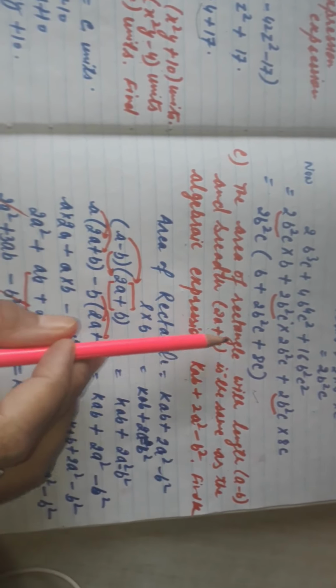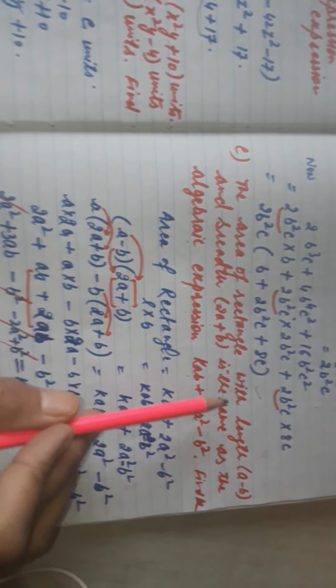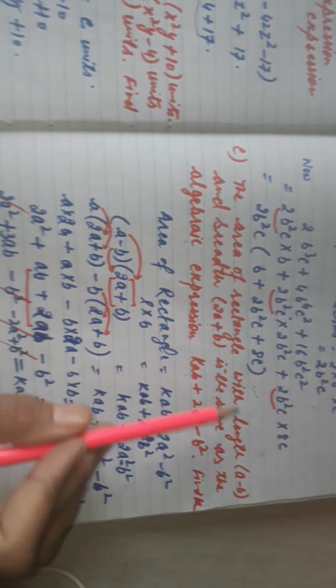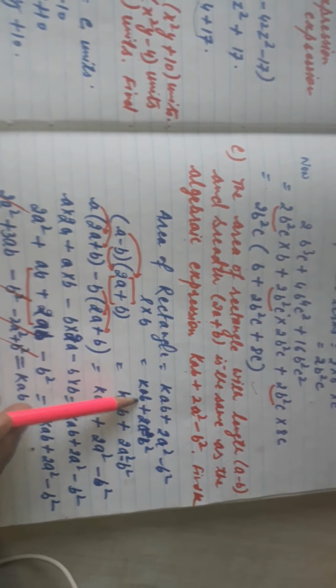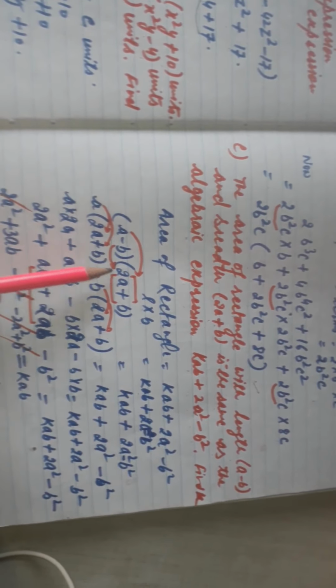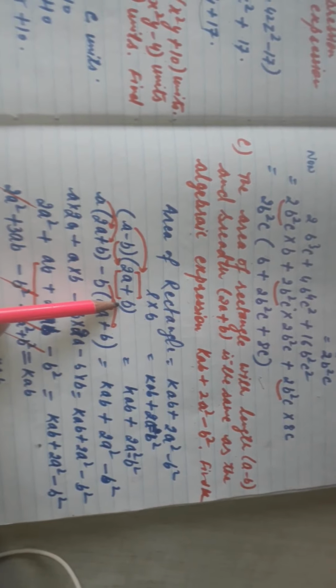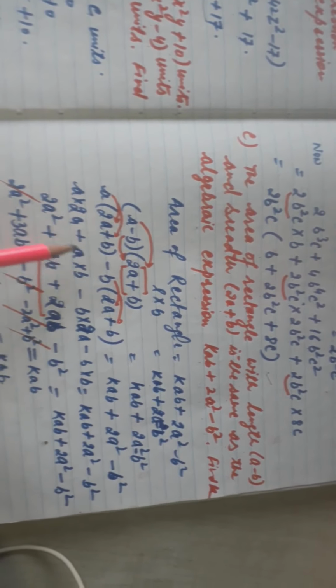So we know that the area of a rectangle is always equal to length into breadth. So we have to find the product and equate it with this. That is, length into breadth is equal to this one. Length is a minus b, breadth is 2a plus b, and this one. We have to multiply these.